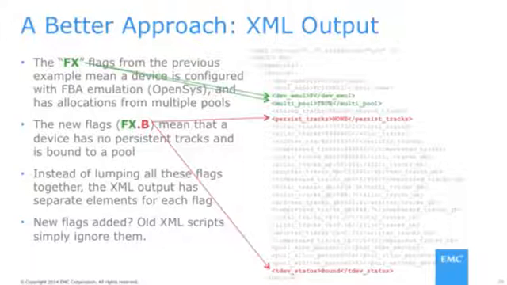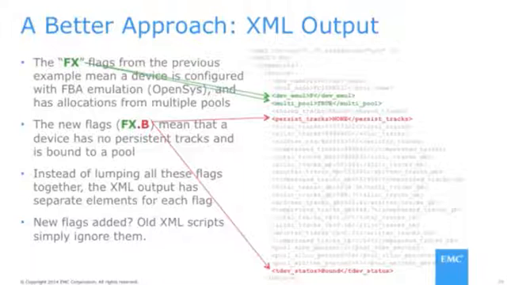So the F flag correlates to the device emulation flag, FBA. The X flag correlates to the multi-pool allocation flag. So if multi-pool allocation is true, and the device is an open systems device, it's FX, that's the device that we were looking for, right? And if the developers added new flags, well, they're in there. You know, we see the dot flag is persistent tracks, and the B flag is bound status.